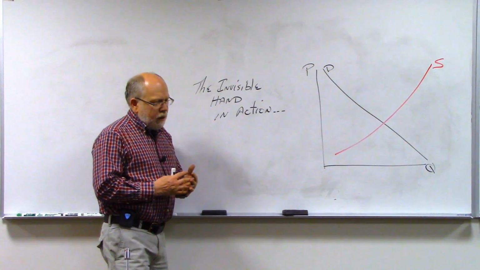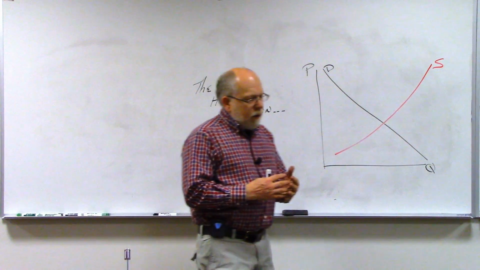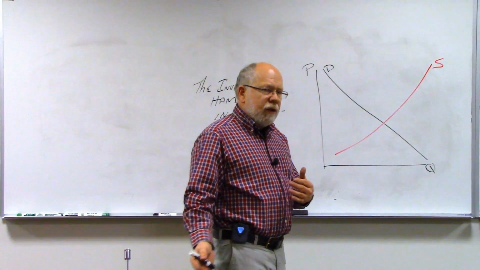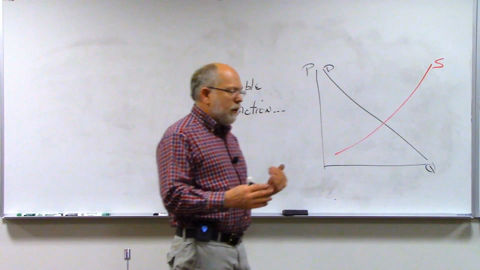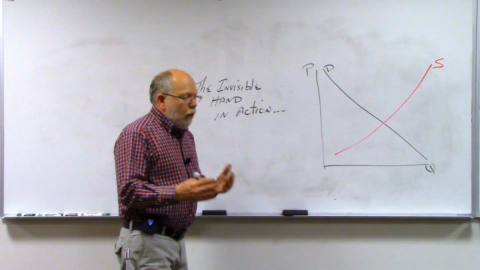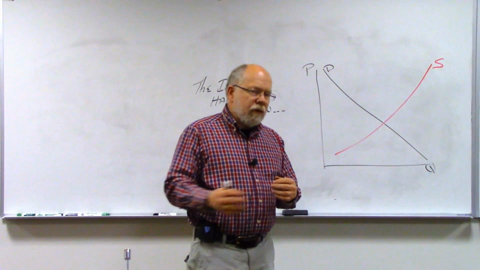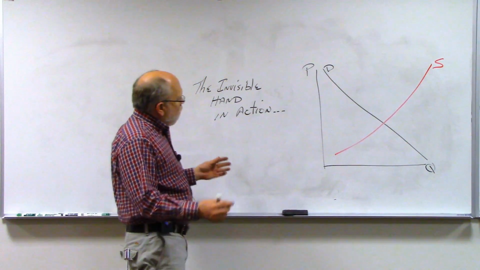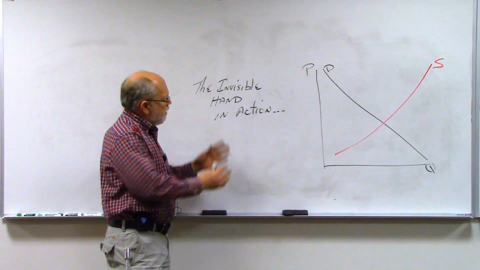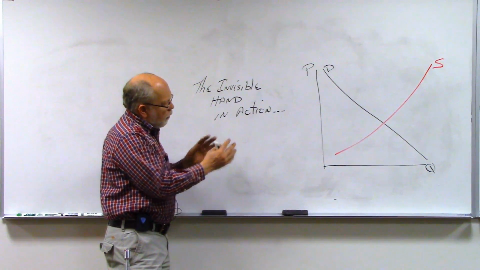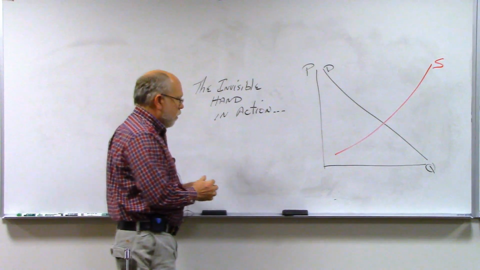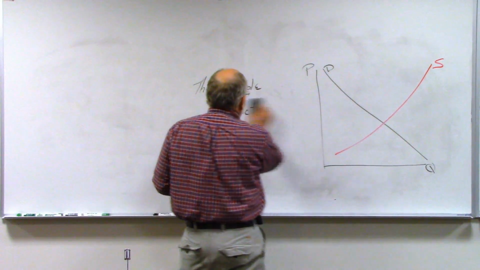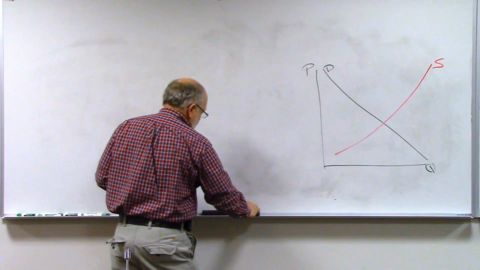Prices are the key that give us information about the marketplace, and based upon that information, we choose our behavior on just about everything that we consume. And I want to give an illustration of how this invisible hand, this price mechanism, actually works. So I want to pick an example.